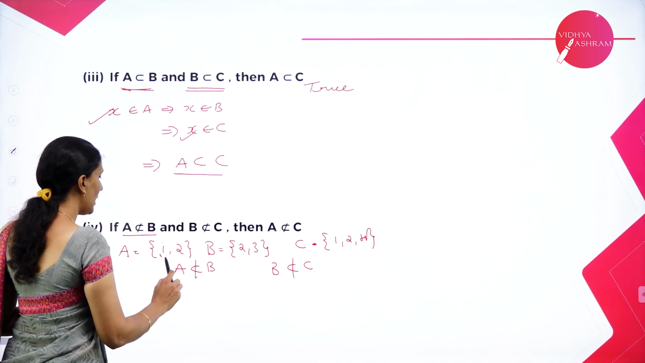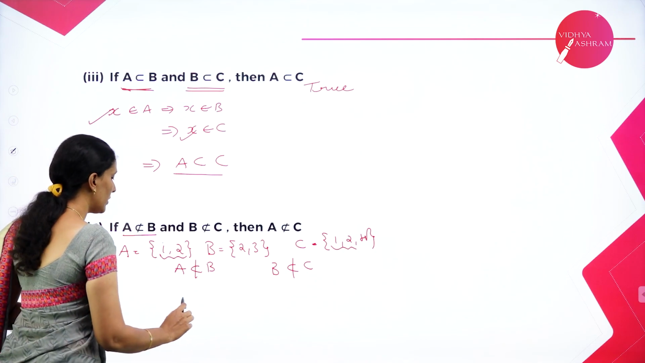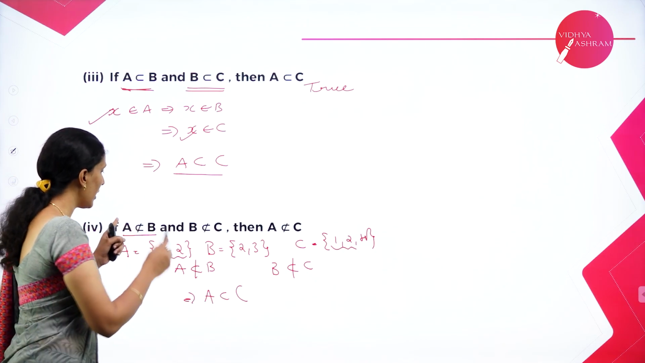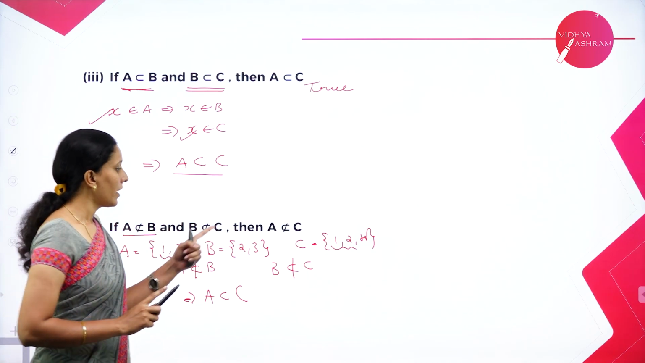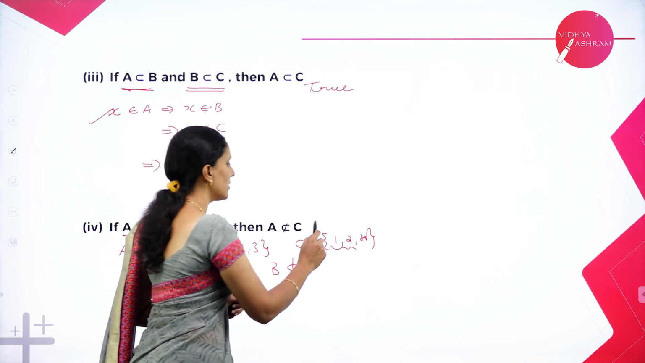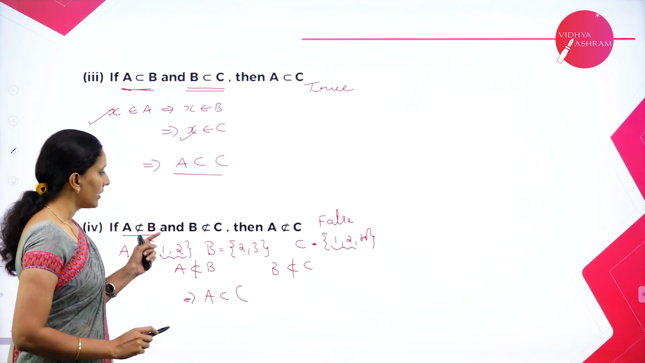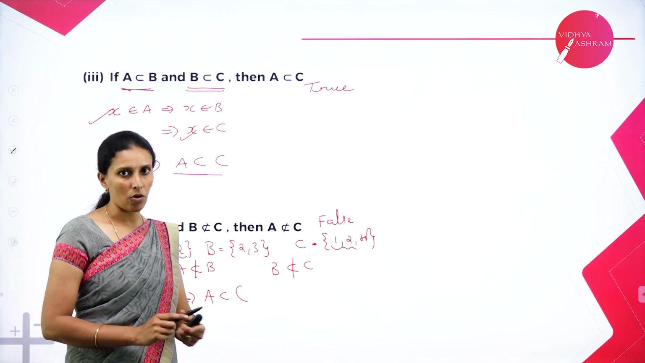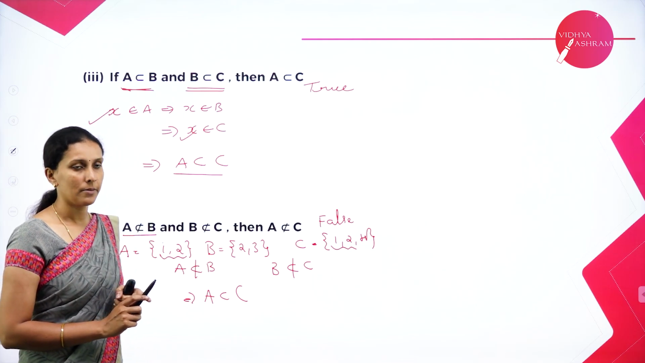here the elements 1, 2 are present inside the set C. So this implies what? A is a subset of C. So whenever A is not a subset of B and B is not a subset of C, they have given that A is not a subset of C. So this statement is a false statement. That means there can be a set where A can be a subset of C also. So the given statement is not true in all the cases.